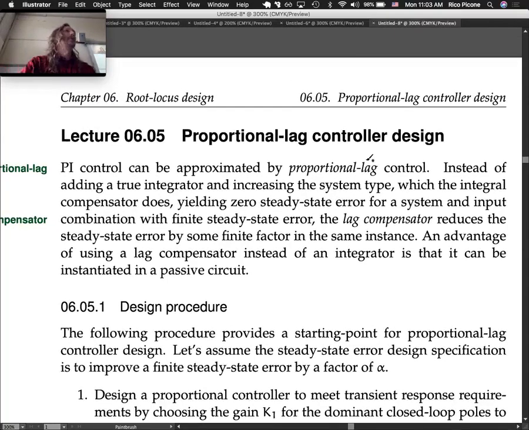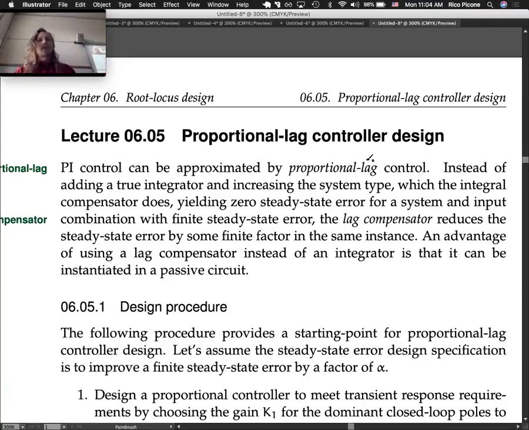Proportional lag controller design. So I'm going to do another controller example. And in fact, this is very similar to the PI controller design that I did over the weekend and sent out. So Friday's lecture, which has 3 videos on YouTube that together take about 45 minutes to watch. Anyways, this is very similar to the PI control.